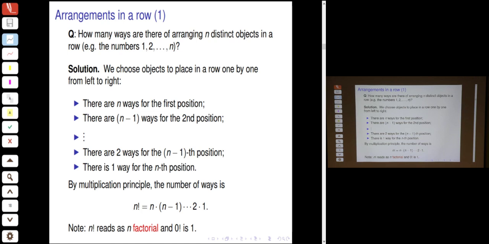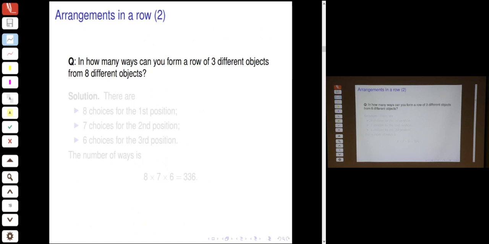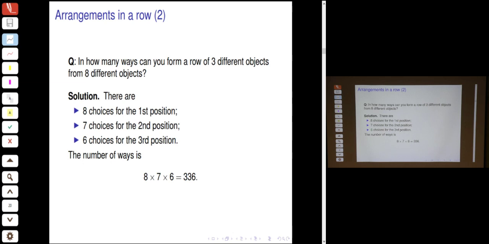There's a convention. I don't think we use 0 factorial too much, but occasionally we see 0 factorial. If you see that, treat it as 1. There's no reason, we just define it that way. So 3 factorial will be 3 times 2 times 1, which is 6, right? So on and so forth. Okay, good. Now, this is a subcase of that.